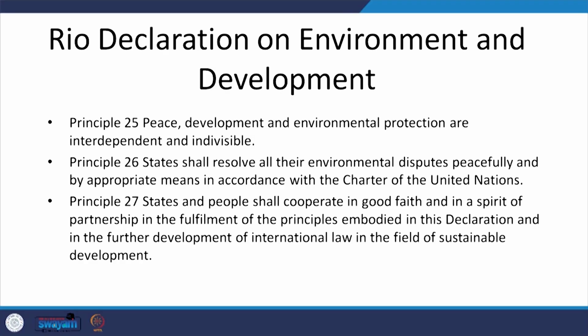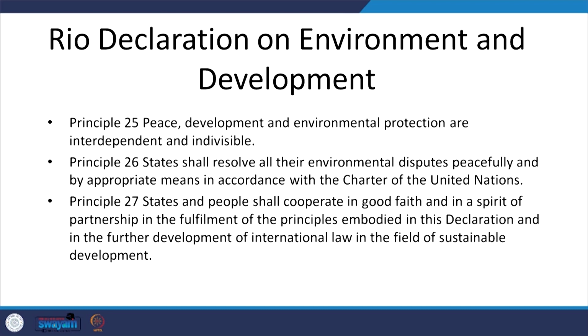Principle 25 states that peace, development and environmental protection are interdependent and indivisible. So, states should emphasize on peaceful development, simultaneously taking care of the environment. Principle 26 states that states shall resolve all their environmental disputes peacefully and by appropriate means in accordance with the Charter of the United Nations.